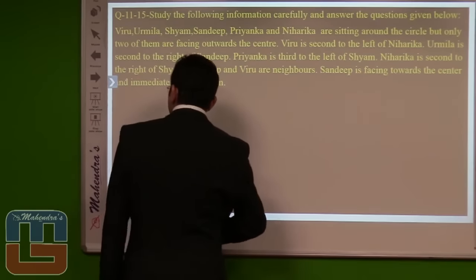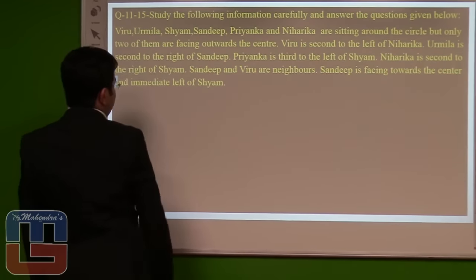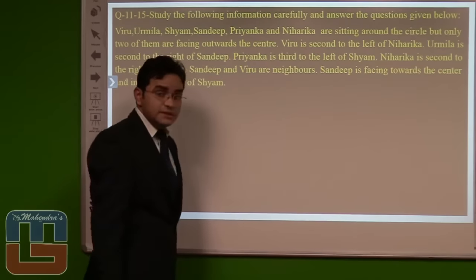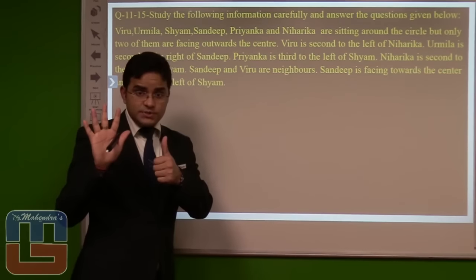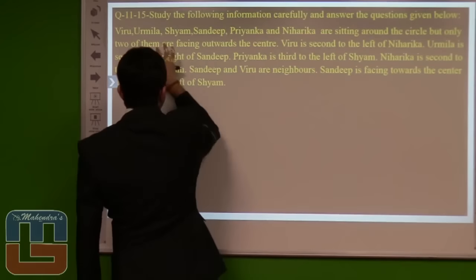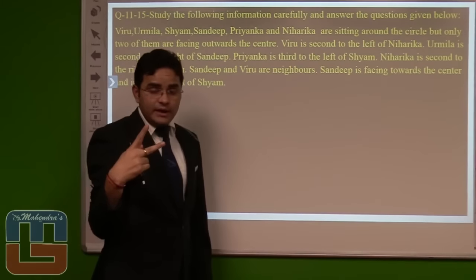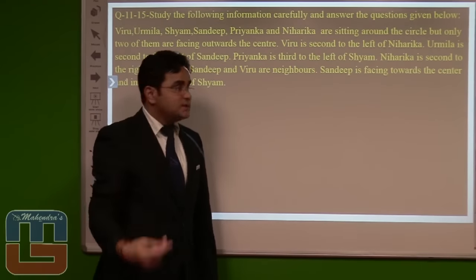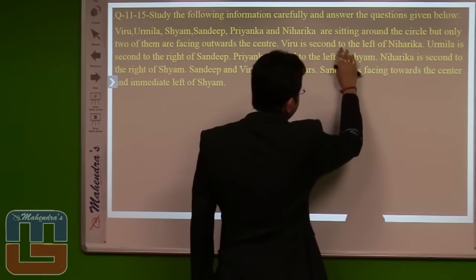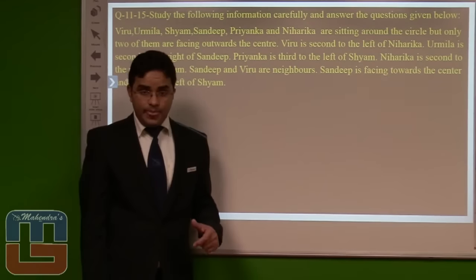It says firstly count the number of people: Viru, Umila, Shyam, Sandeep, Priyanka and Niharika. How many people are there? 6 persons are there. Got it? Sitting around the circle, but only 2 of them are facing towards the center. Only 2 people are there who are facing towards center. Viru is second to the left of Niharika.